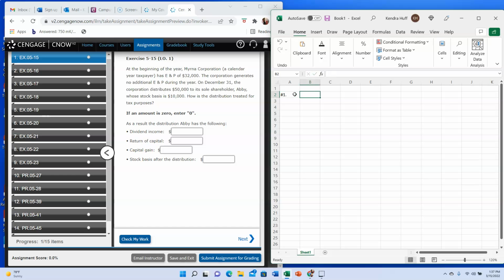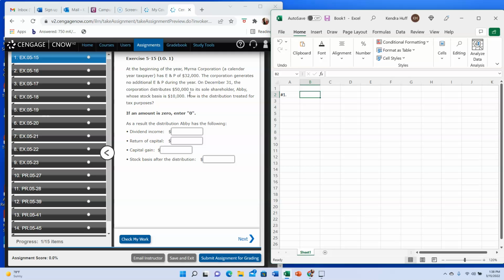All right, so here's the deal. Generally, when you make a distribution that's less than your earnings and profits, then it's like a regular dividend. But they have earnings and profits of $32,000 and they distributed $50,000. I shouldn't say it's not taxable; non-taxable is the wrong word. It's like a regular dividend that's being distributed. But if you distribute more than earnings and profits, then it becomes like a return of capital and or a capital gain, depending on how much you distribute.